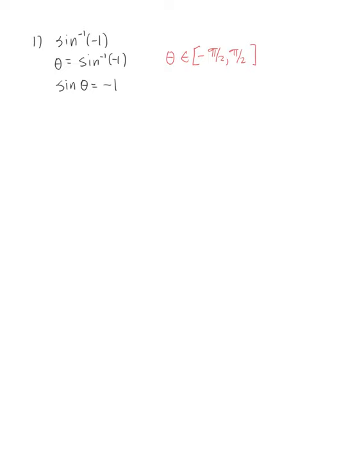So in this case, it's going to be 3 pi/2? But let's look at it. Now 3 pi/2 is this point right here, right? So this is 3 pi/2. But the thing is, look at the domain of the arcsine. It has to be between these two.